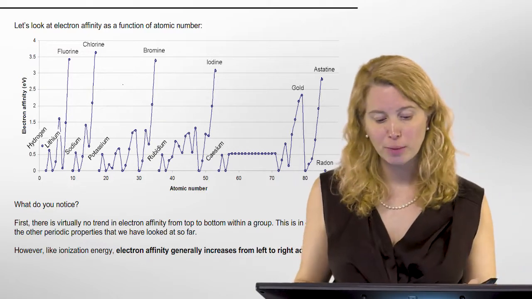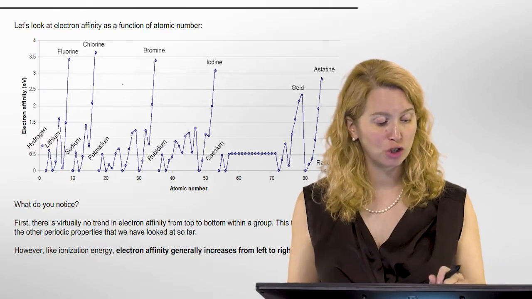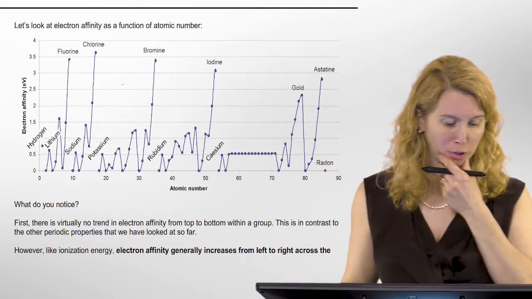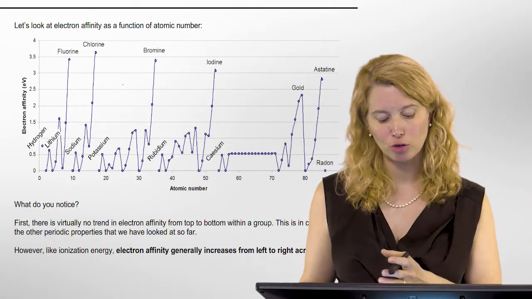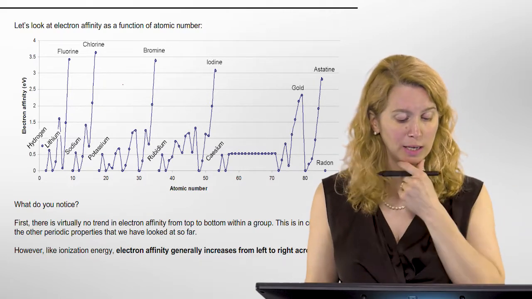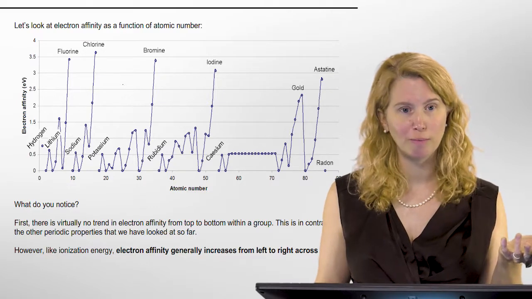So what I have here at the top of this particular page is a figure showing us electron affinity as a function of atomic number. So this is what happens to the electron affinity as we march through all of the elements in the periodic table. And so the first thing I'd like to do is just look at it for a couple of minutes.